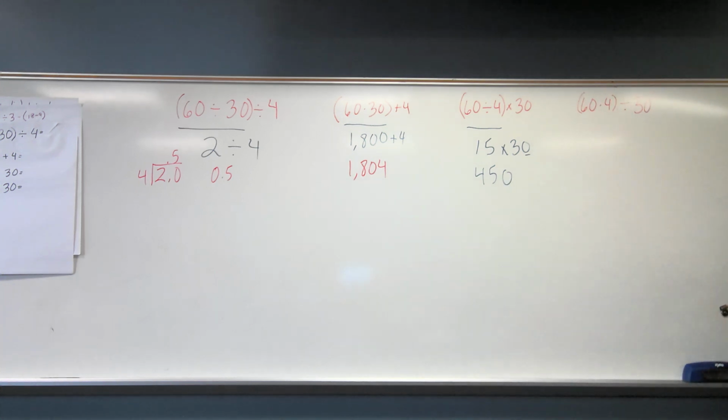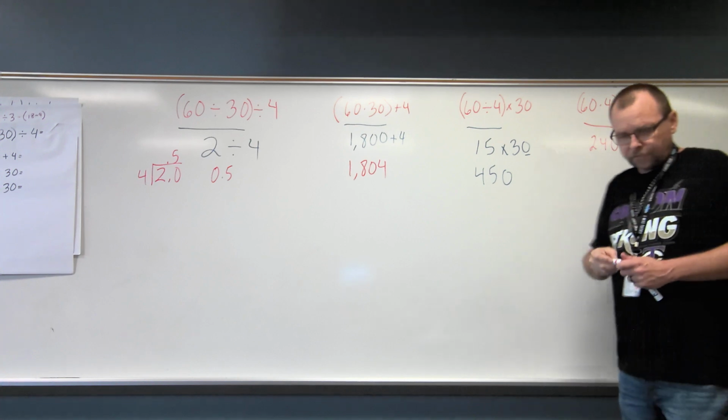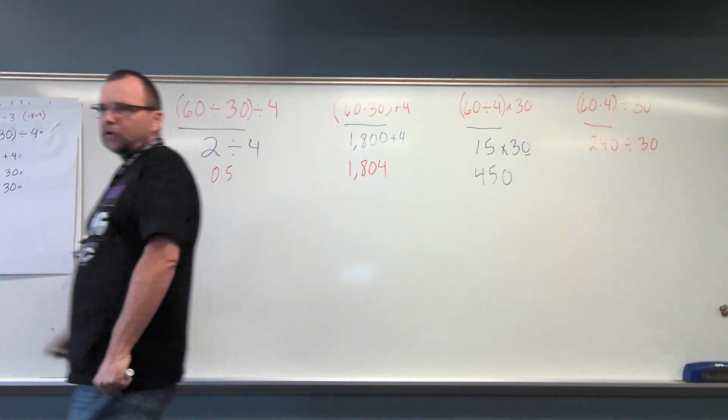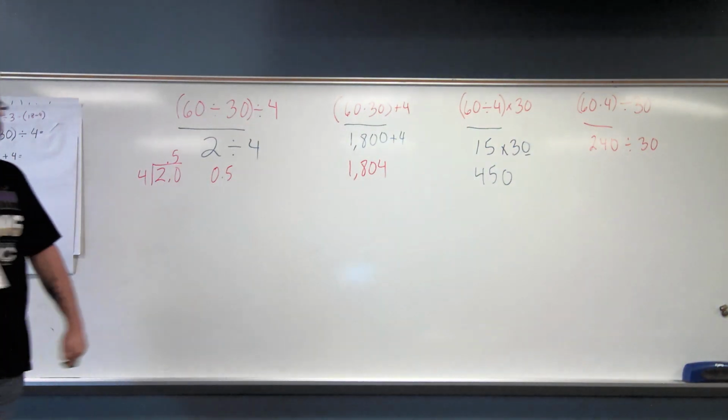Brinley, what do I start with? 60 times 4. 60 times 4, which is what? 240. Although, it didn't even have a 0 in the back. Divided by 30. Isaac, 240 divided by 30? 8.